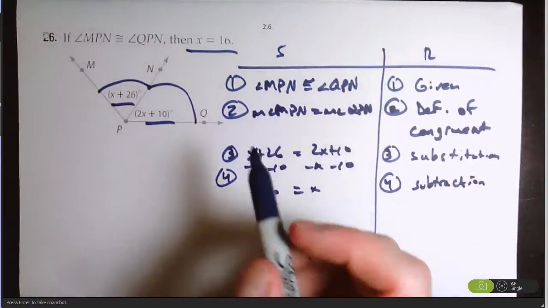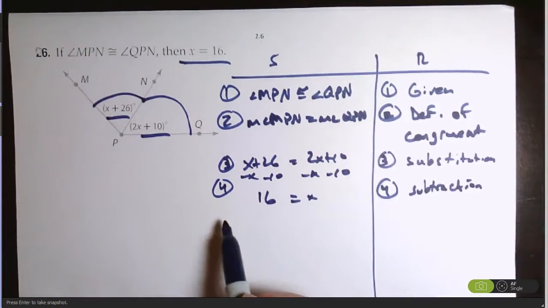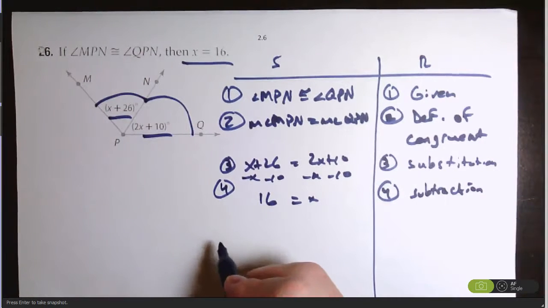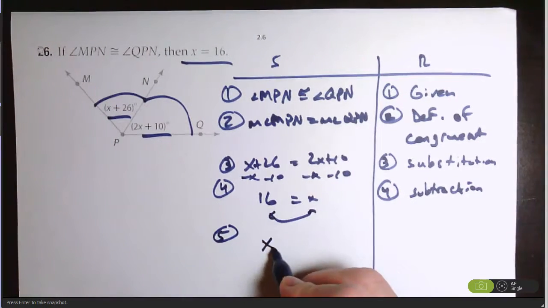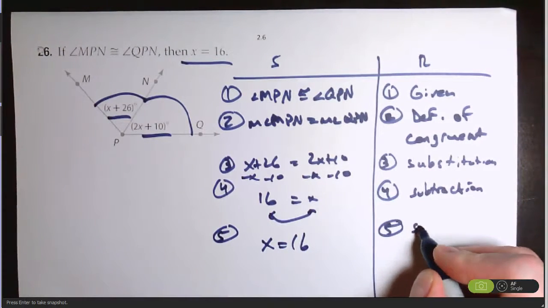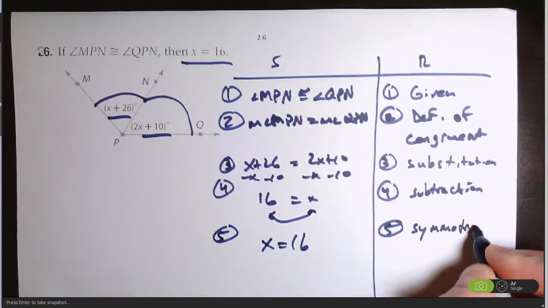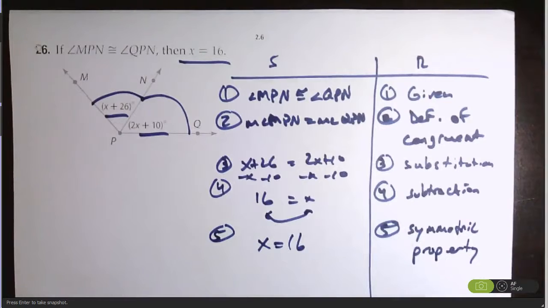And now here's the thing. We're supposed to prove that x equals 16. What we've said is that 16 equals x. Now here's where those other properties from earlier come into play. If I want to swap the order, I can do that and say x equals 16 by the symmetric property. And that's what the symmetric property is for.